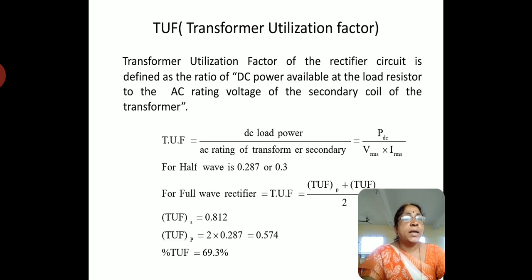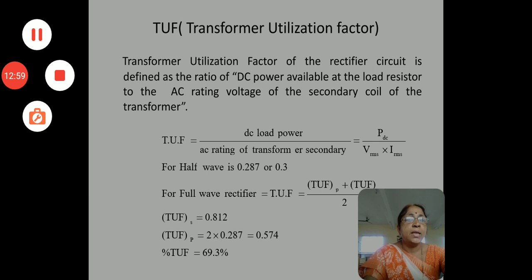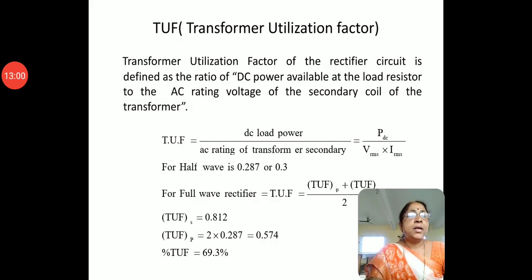And for a full wave rectifier, the sum of the transformer utilization factor of the secondary and primary is considered as the average transformer utilization factor, that is the transformer utilization factor of the primary plus the transformer utilization factor of the secondary divided by 2. So after substituting these two values, for a full wave rectifier, the percentage of transformer utilization factor is 69.3.